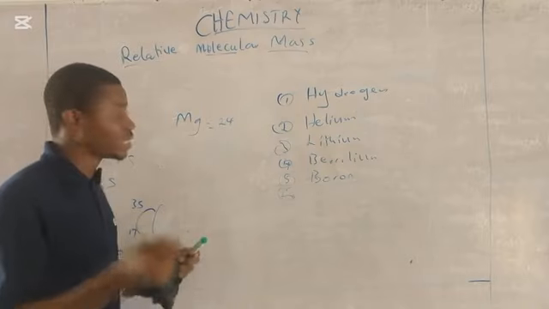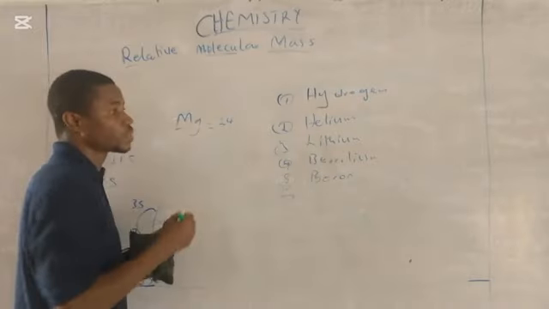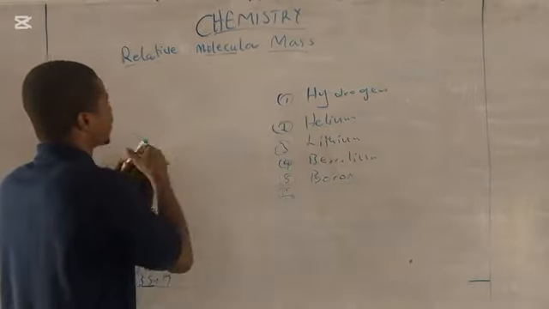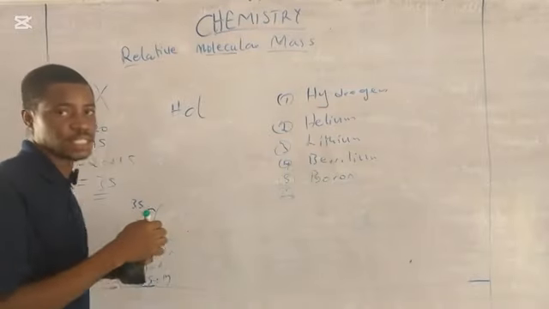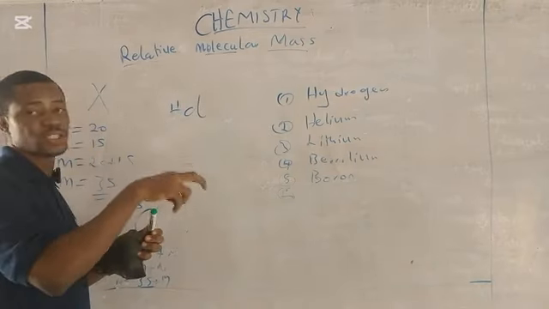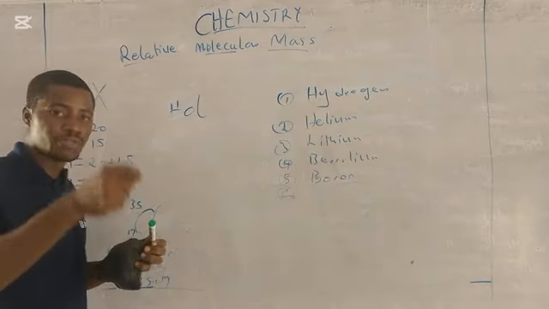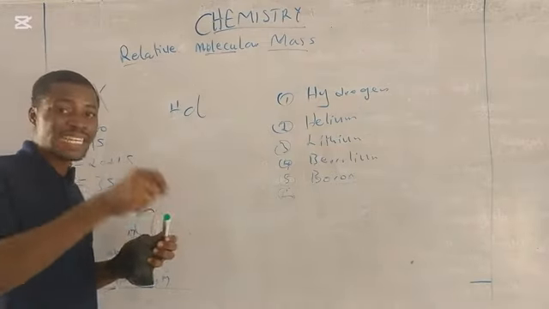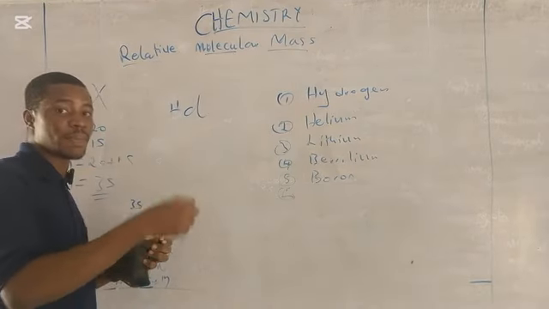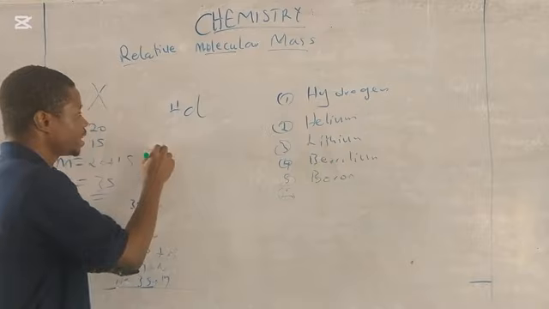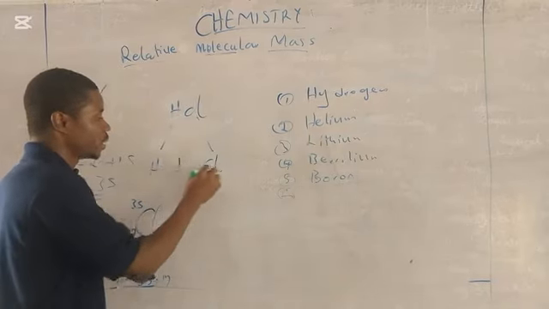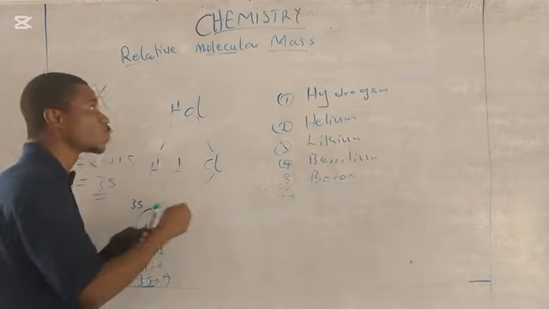Yes. But when this atom becomes a compound, let's say we have HCl, hydrochloric acid. This is a compound now. Combination of two elements gives you a compound. So if you are asked to calculate the relative molecular mass of this compound, it will now be the summation of the relative atomic mass of the individual elements in the compound. What do I mean? The summation of the relative atomic masses of the individual elements. In other words, you bring the relative atomic mass of hydrogen plus the relative atomic mass of chlorine. If you add them together, that gives you the relative molecular mass of this compound.